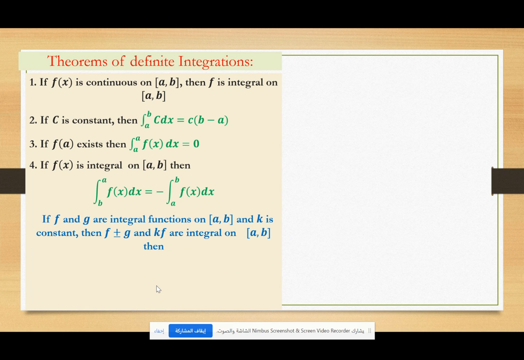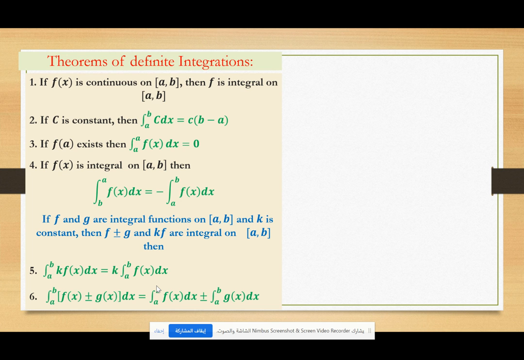If f and g are integrable functions on a and b, and k is a constant, then f plus and minus g and k times f are integrable on the closed interval a and b. Then we can have the following theorems. Number 5, the integration from a to b of the constant k with the function f of x dx will let k go outside: k times the integration from a to b of f of x dx.